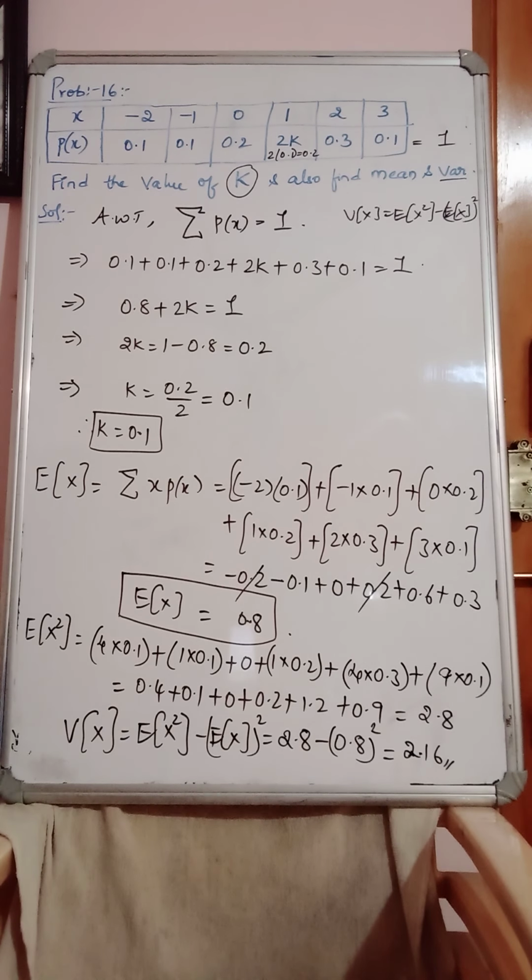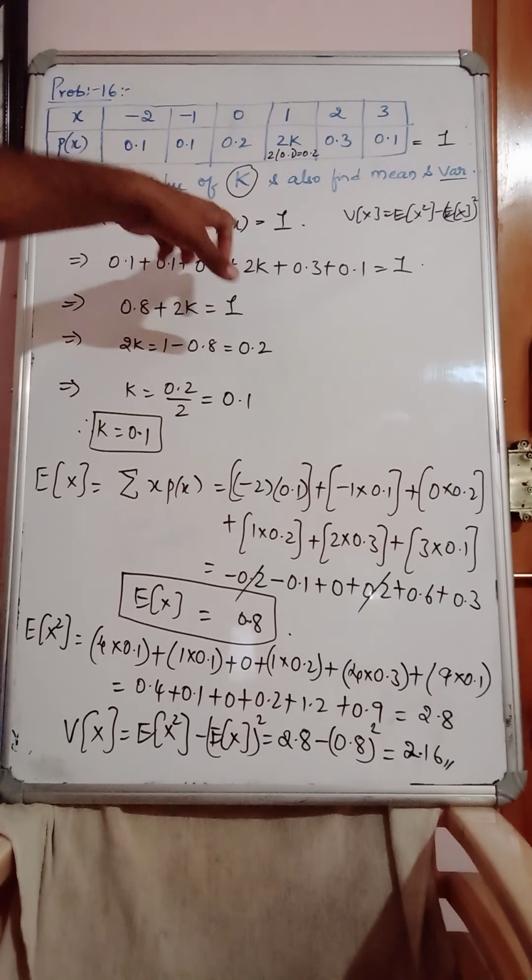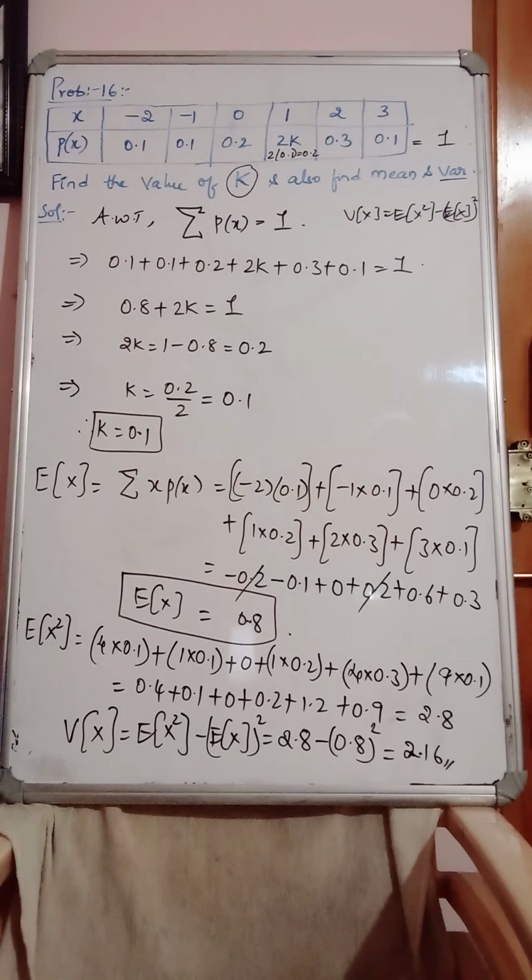First, find the k value by using the condition that the total probability is always equal to 1. After calculating k, substitute that k value here and verify that the total equals 1. And then find the expectation of x. Mean is nothing but x into p of x. Multiply these two and the total is 0.8. For the variance of x, we need the formula: expectation of x square minus expectation of x whole square.